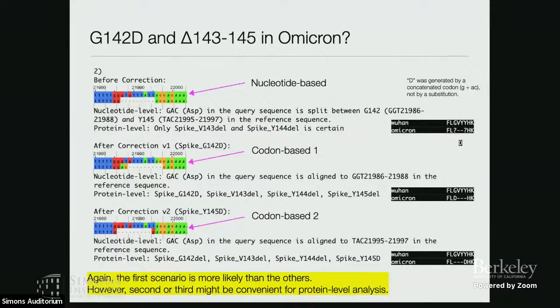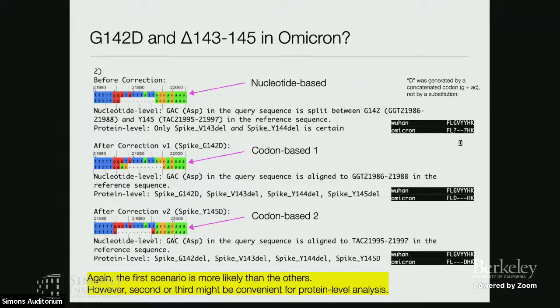This problem is clearer in another case, the comparison between Wuhan strain and Omicron strain. Usually, the Omicron variant is described to have G142D and a deletion at the next 3 sites, 143 to 5. This notation is a bit confusing. No, not completely incorrect, but a bit confusing. I'll explain the reason.